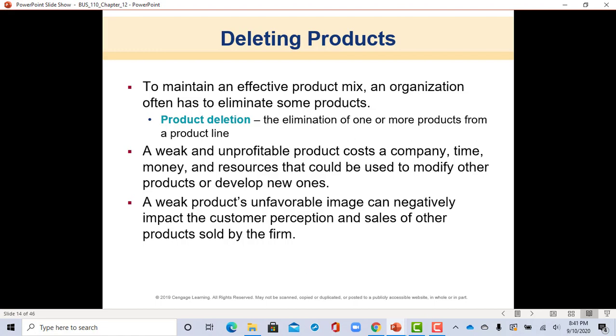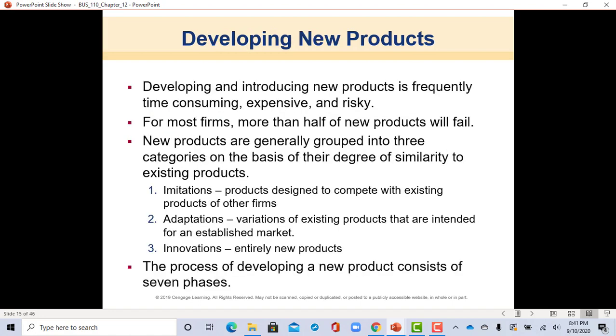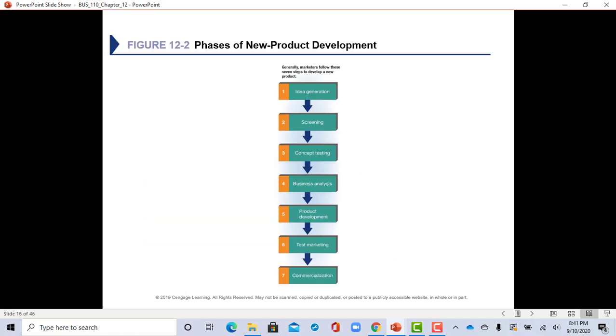Sometimes managers can dig in their heels and just be super committed to a product even though it's not successful or it's losing its success. Successful new products can produce benefits for an organization, including survival, profits, a sustainable competitive advantage, and a favorable public image.